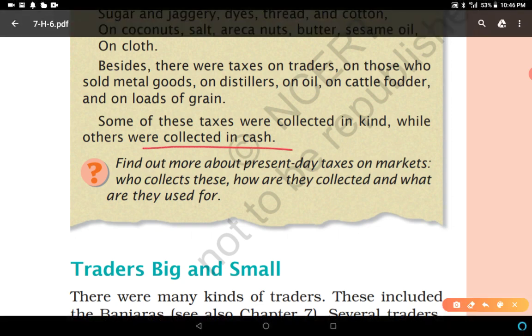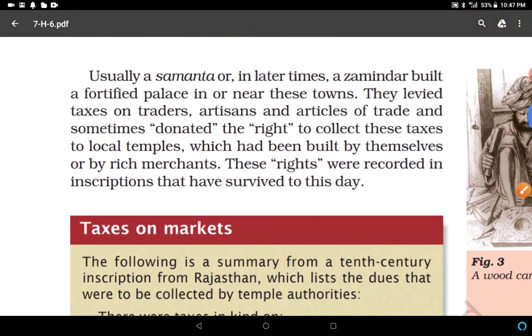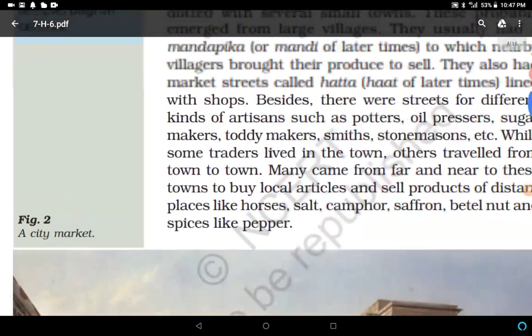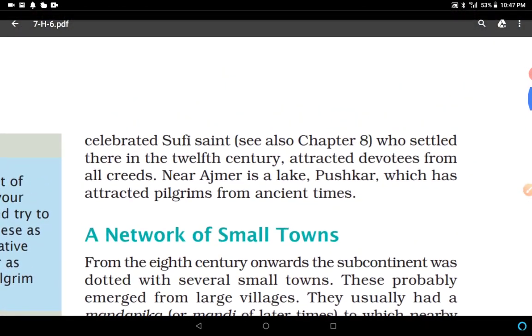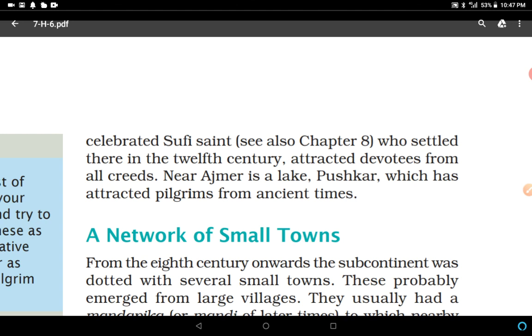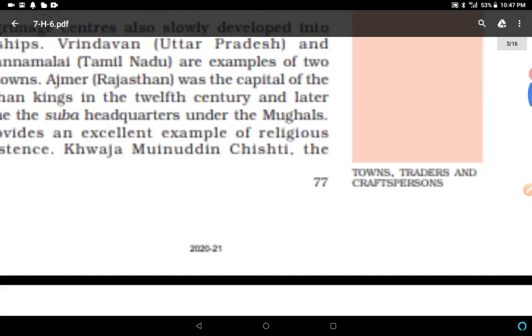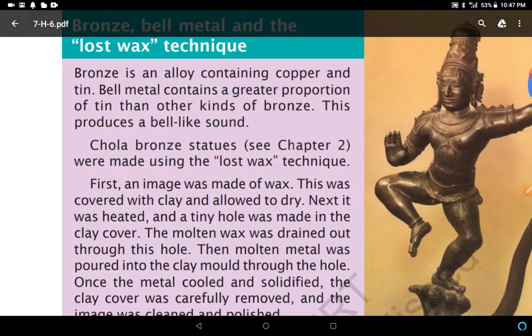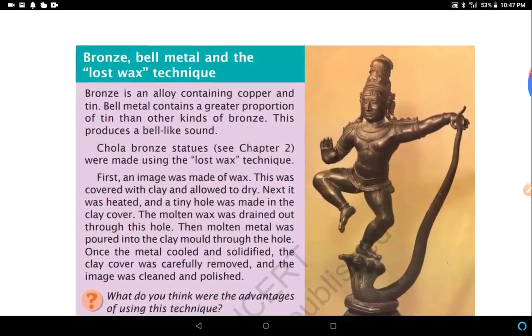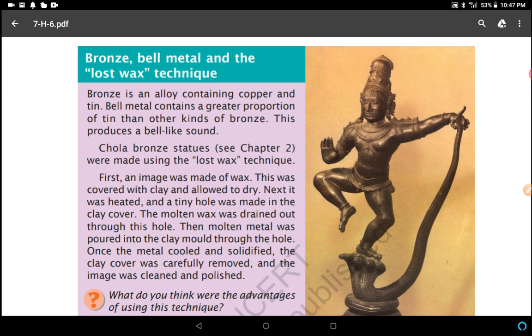So both ways were there for the collection of the taxes, in kind also and in cash also. So dear students, we have discussed this very important topic, the network of small towns, what kind of activities were there, and what kind of network there was from the villages to the small towns. And one more thing here, let's discuss bronze, bell metal, and the lost wax technique.